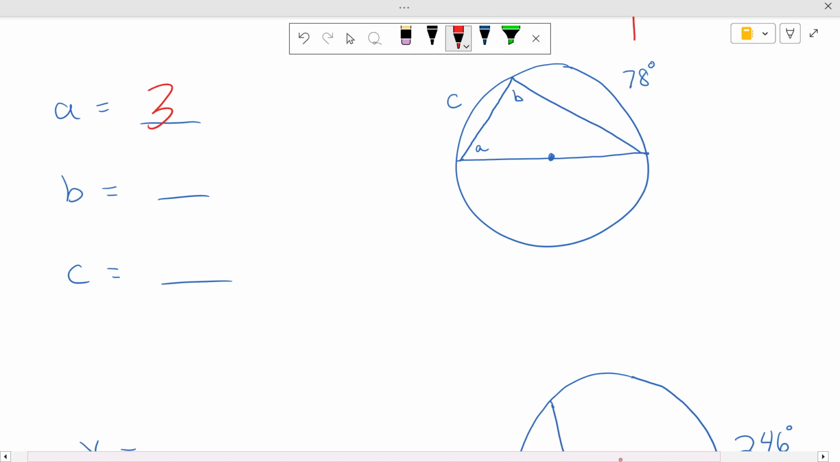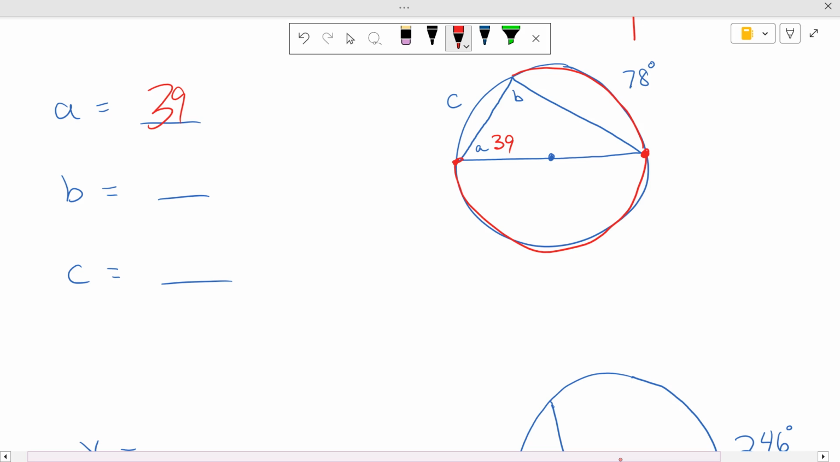$39. Because the angle is 1/2 of the intercepted arc. This is 78. You take half of that. Okay? B intercepts an arc that starts here and goes to here.